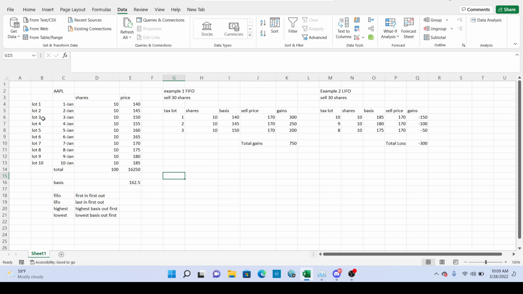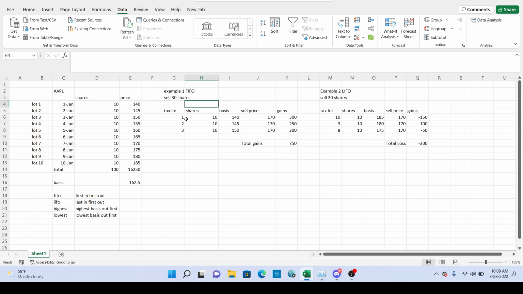If I just decided to sell all 100 shares at 170, well, then it's going to follow this average basis because I'm closing out my entire position. So when you close out your entire position, none of this matters. It's just going to be your basis and what you sold for. So your gains are going to be $7.50 per share, and it's 100 shares. So you made $750.